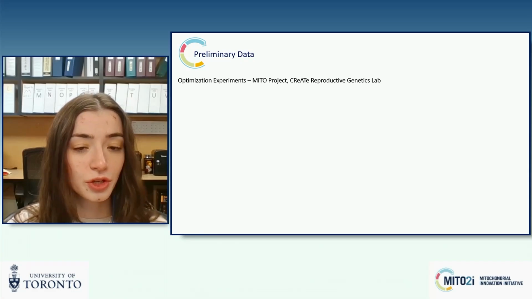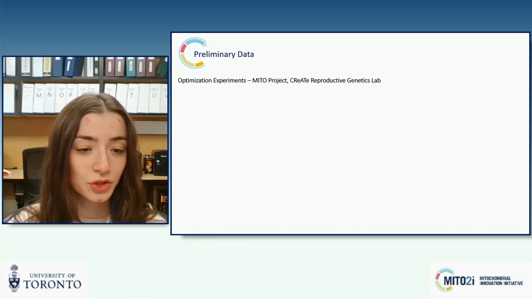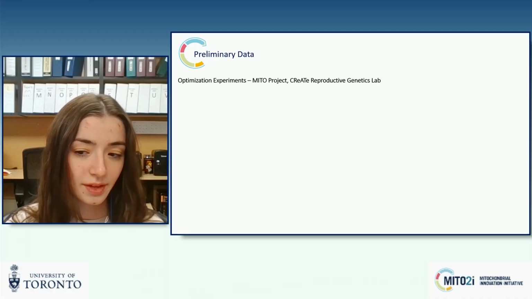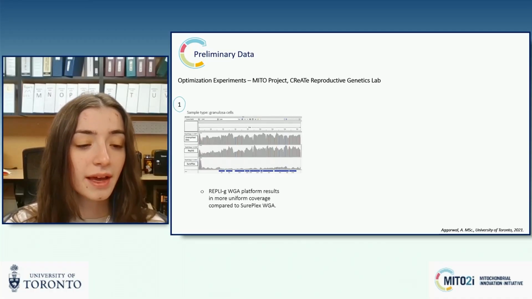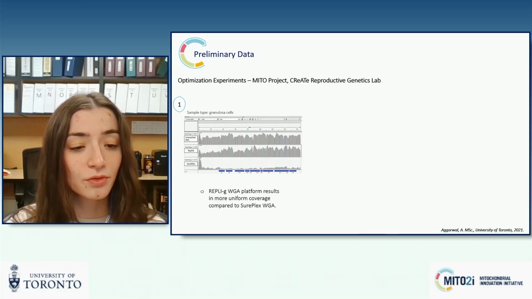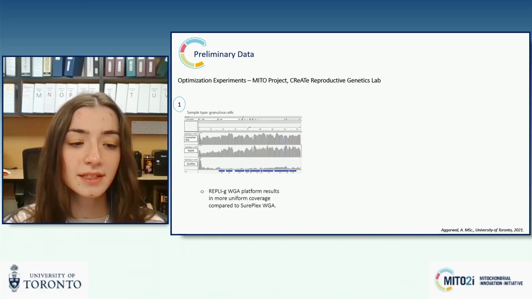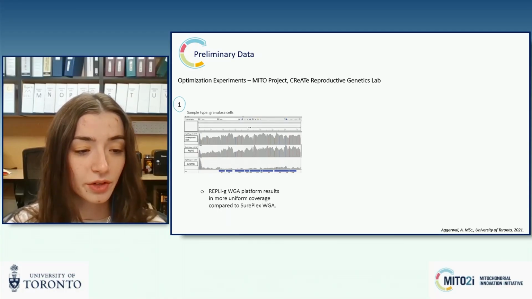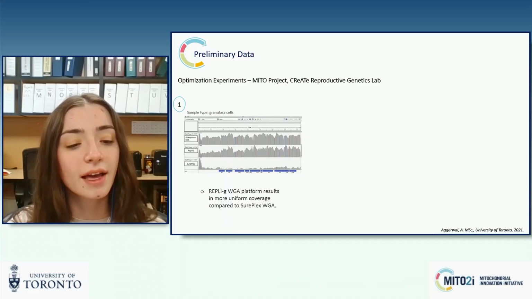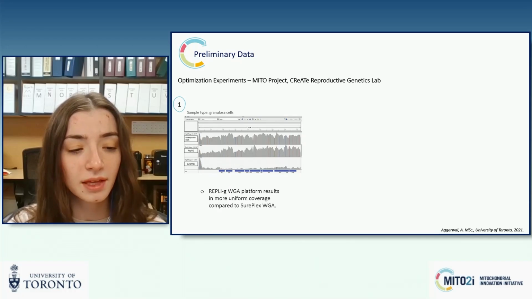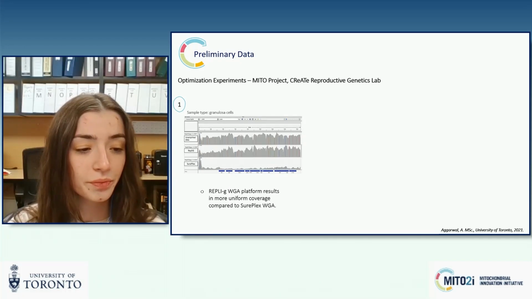So the Mitochondrial Genome Project was started by previous master's student Ashi Agarwal at the Create Reproductive Genetics Lab under the supervision of Dr. Librak and Dr. Majunkova. To address the bias introduced by WGA, one experiment involved comparing the two different amplification systems mentioned previously, SurePlex and Repligy. It was found that the Repligy platform provided more uniform coverage when compared to SurePlex, had the highest number of target-aligned reads, the highest percent read enrichment, and the highest mean depth across the mitochondrial genome.